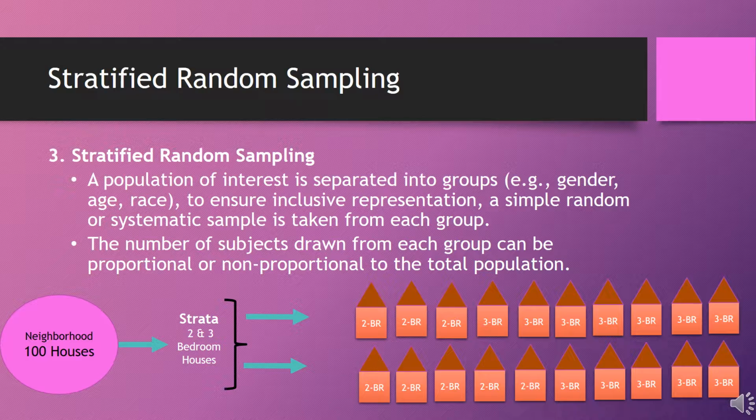So in our house example, let's say we have 100 houses and we want to select a sample size of 10 houses. So we want to start by categorizing 100 houses into a strata or sampling frame of 2 and 3 bedroom houses. Let's say the population size contains 30% 2-bedroom houses and 70% 3-bedroom houses. Therefore, the top row of houses in our diagram would represent proportional stratified sampling, and the second row, non-proportional stratified sampling.